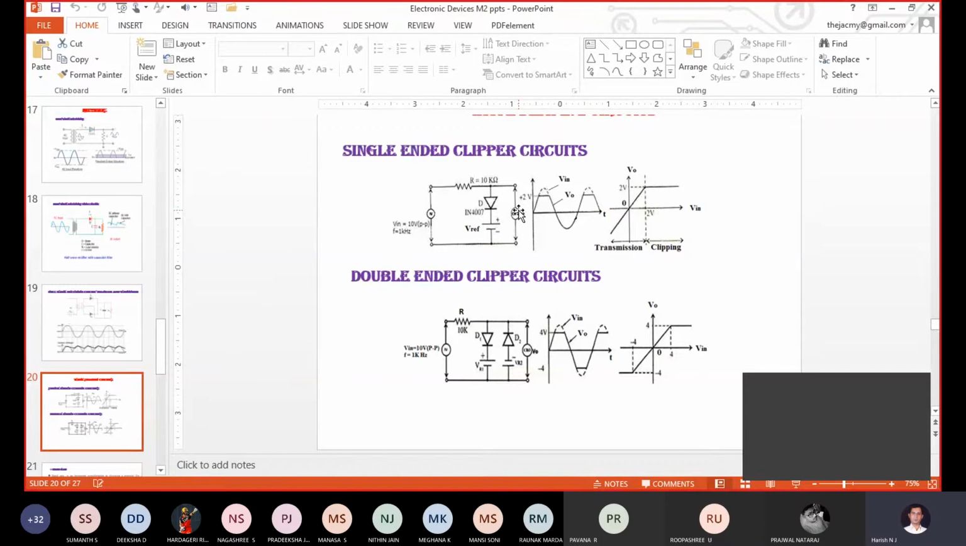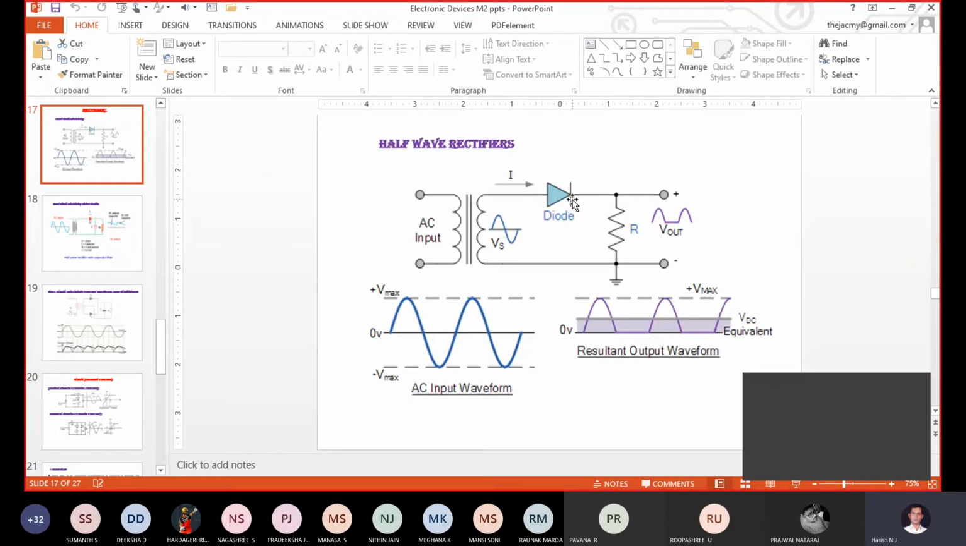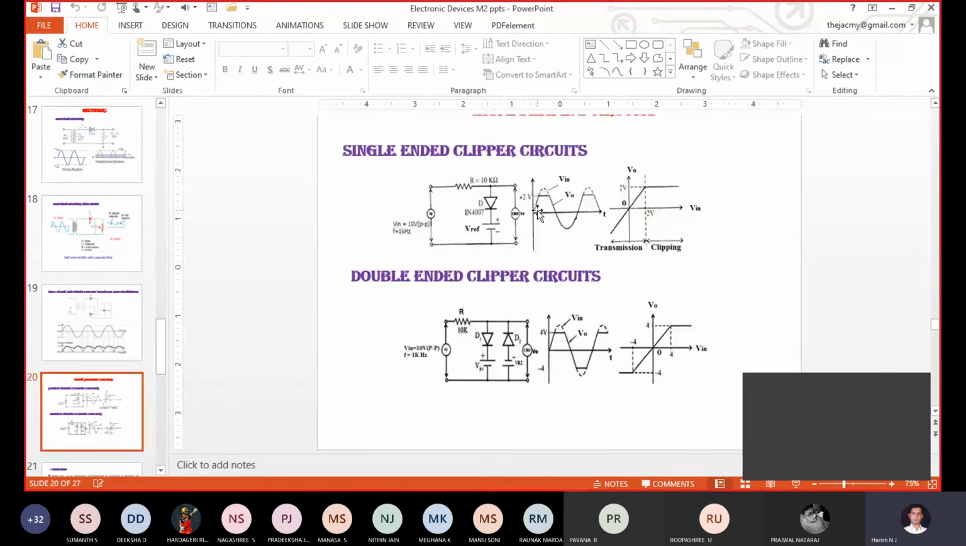Both the words are the same. Shunt clipper or parallel clipper, because of the diode you are connecting parallel to the input signal. But in this case, the diode you are connecting in series to the input signal. Correct. So this type of connection we call a series clipper. This kind of connection we call a parallel or shunt clipper. Correct.